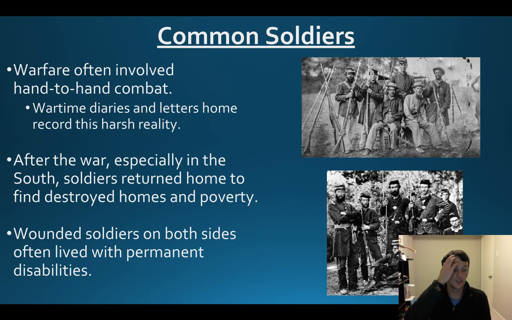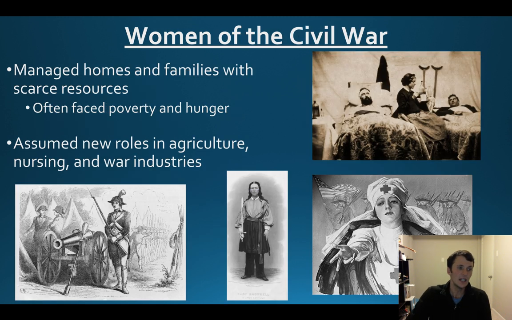So anyway, generally speaking, you're going to have these common soldiers. We know about them from things like letters we listened to and watched, one of Ken Burns talking about this. We read a couple of these and listened to them anyway. So wounded soldiers often have permanent disabilities. They returned home in the South in many places to find homes destroyed and in poverty. Women in the front, right, often acted as nurses, but in some cases they even fought, right? Some managed the home, families with scarce resources, and assumed roles in taking over the farms and nursing and war industries, right? So there's some pictures here that kind of show a bunch of this, right?